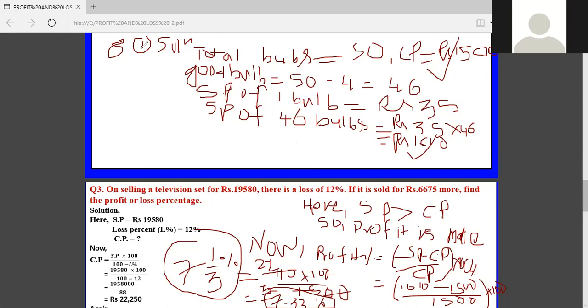Okay, very good. Can I rub it? If you are writing, then I will wait. Nishant, have you done? Hello, Nishant. Okay, I am going to rub it.